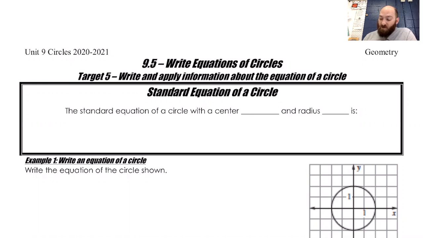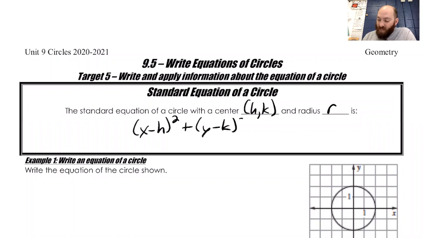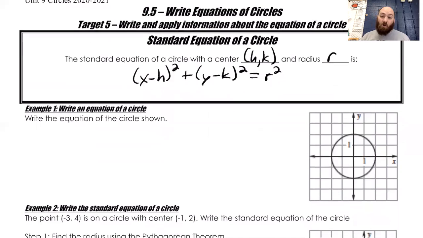The standard equation of a circle with a center at the point, I'm going to call it H and K, and a radius R is going to look like this. X minus H squared plus Y minus K squared is equal to R squared. You may think that this looks a little like Pythagorean theorem, and you would be correct. That's what this formula is coming from. If you want to research that on your own, you can see why we get that based on Pythagorean theorem, but that's what it is related to.